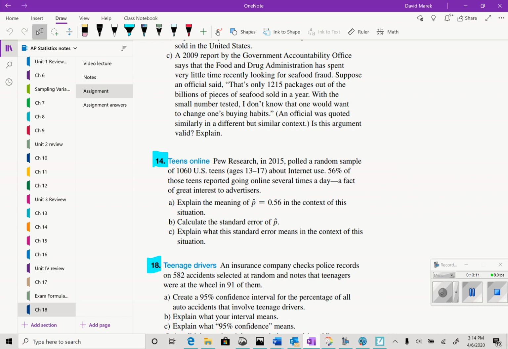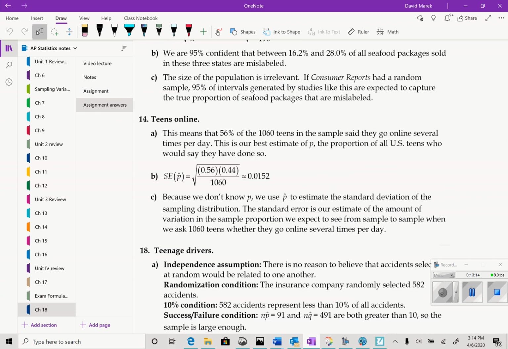Explain what this standard error means in the context of this situation. Again, we don't know the value for p, so we're substituting p hat, the proportion from the sample, from the survey, to estimate the standard deviation. Standard error is our estimate of the amount of variation in the sample proportion that we would expect to see. Again, sample variability: from sample to sample, when we would ask that same size whether they go online several times per day. I know that's wordy, and that's exactly what they're looking for on the test.